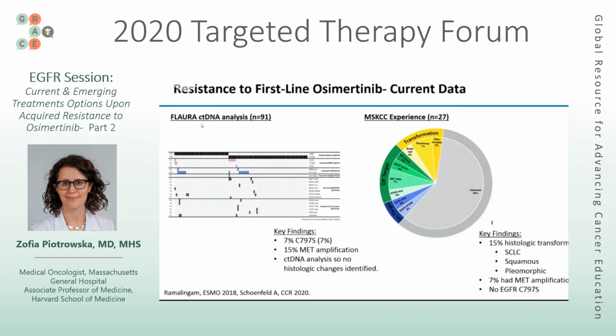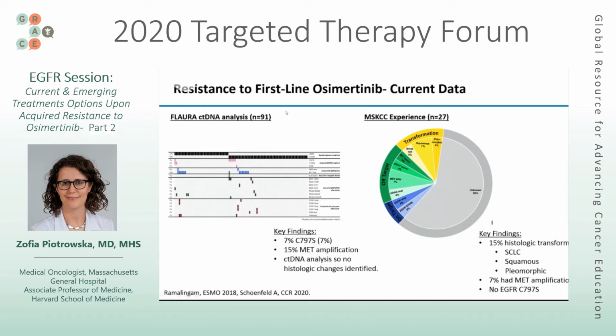And here what we can see is that among these patients, about 7% of them progressed through this EGFR C797S mutation, and about 15% of them had MET amplification. Importantly, this was a ctDNA-based test, so we could not find how many of these patients had had histologic changes.